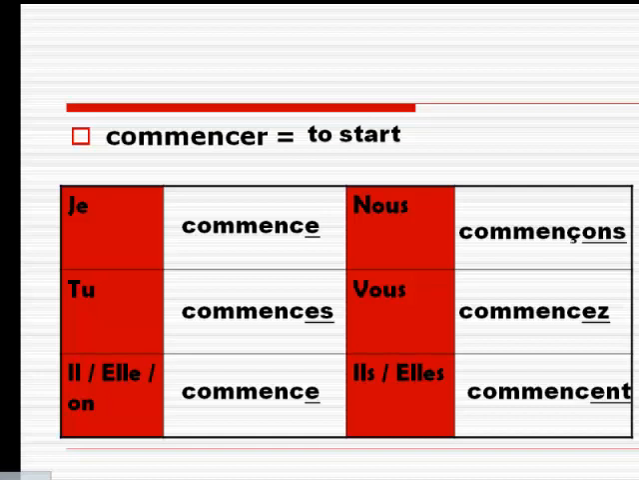A C followed by an O in French gets a K sound, like a K. But because the infinitive of commencer has the C pronounced like an S, we have to add that cedilla to keep the pronunciation the same as the infinitive. So with the verb commencer, we only have to remember to add the cedilla in the nous form. All the other forms are conjugated just like any other ER verb.